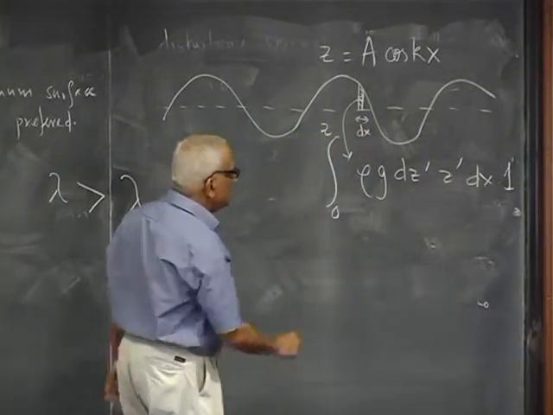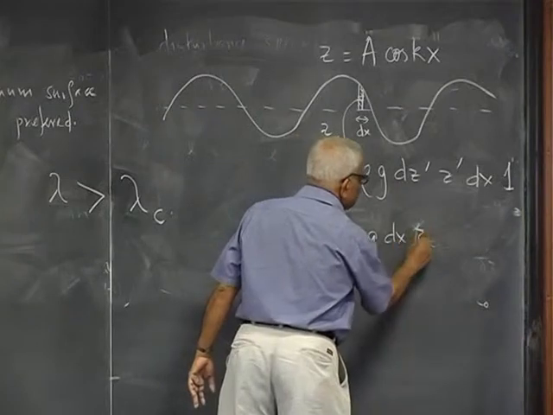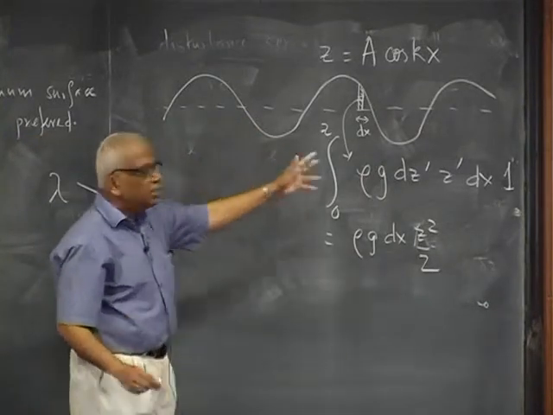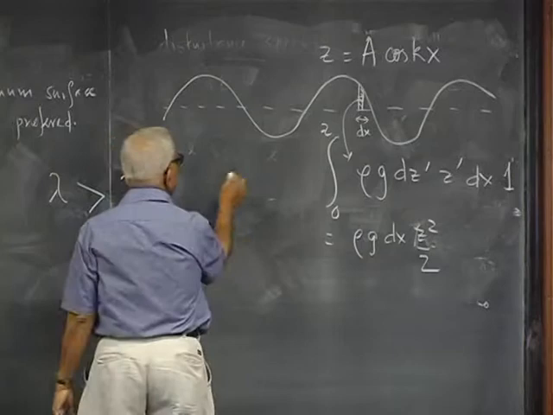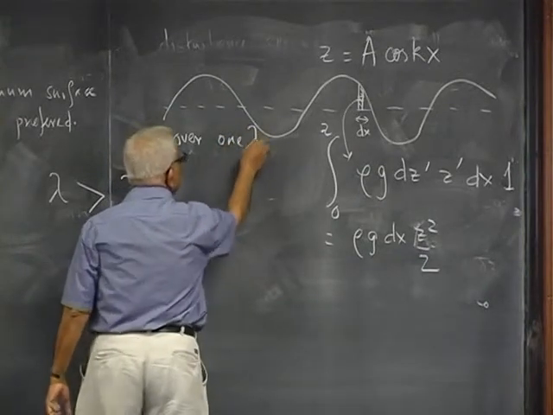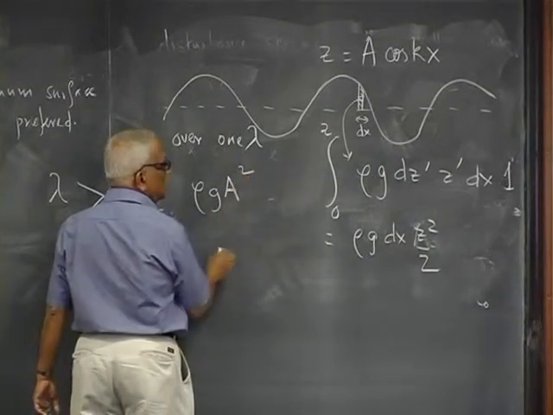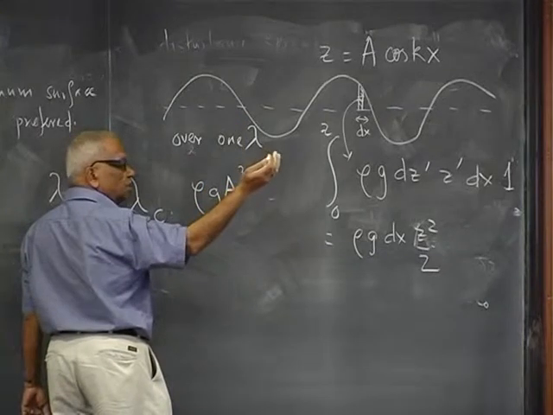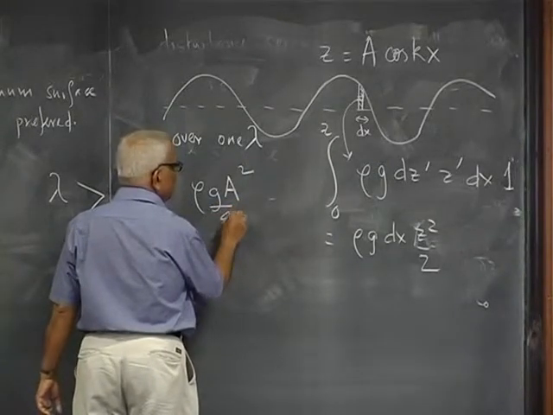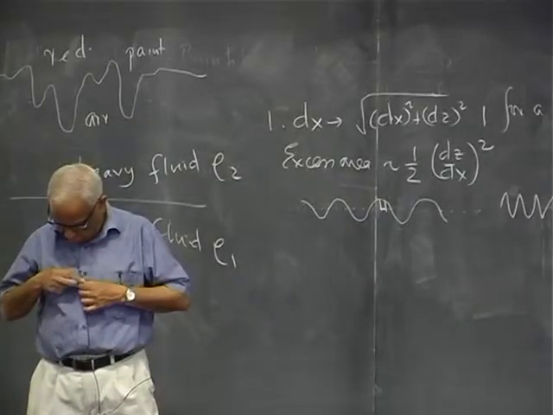The answer is rho g dx, sorry, z squared divided by 2. And then you have to integrate over, let's say, one wavelength. I put z equal to a squared cos squared kx, and then it is rho g a squared cos squared kx, which over one wavelength is going to be half. So that is rho g times a squared divided by 4. So that's the amount of gravitational energy.